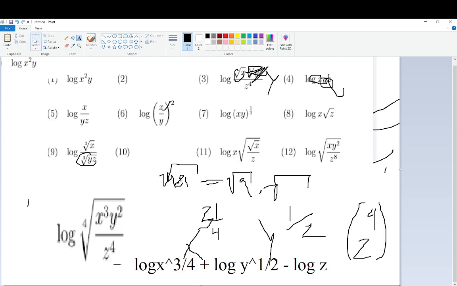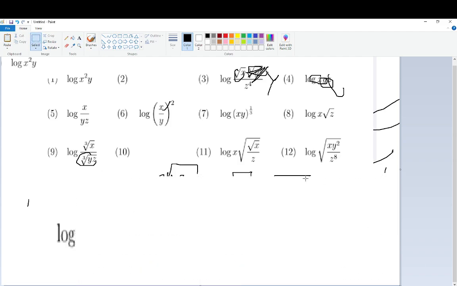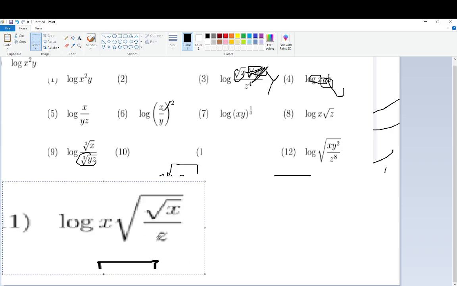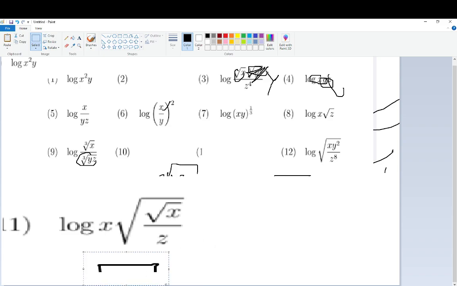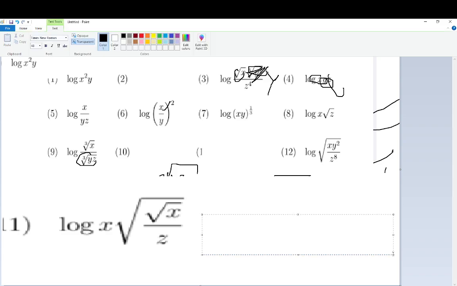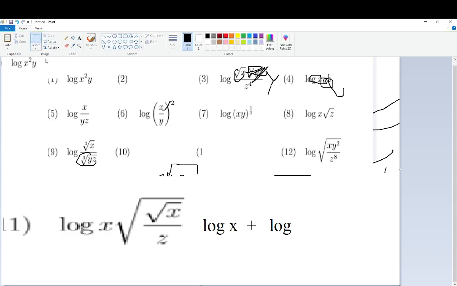Ooh, look at this next one. It's so annoying. Well, you can break it down into two separate things. The first x is multiplying the second x. So let's just break that apart right away and say, okay, well, it's log x plus log of this mess. Okay? So let's focus on the mess.